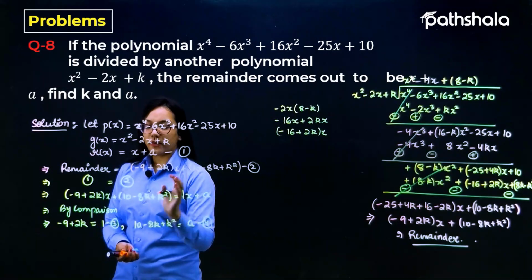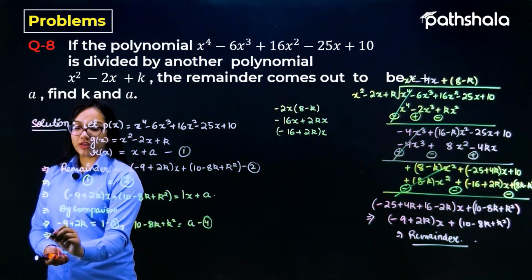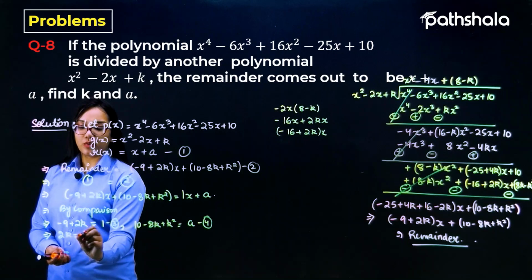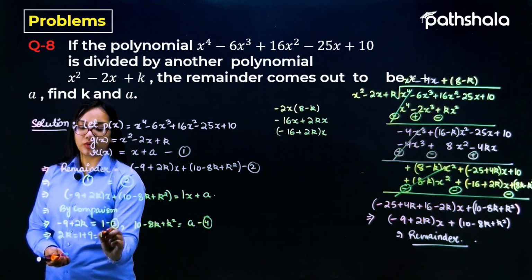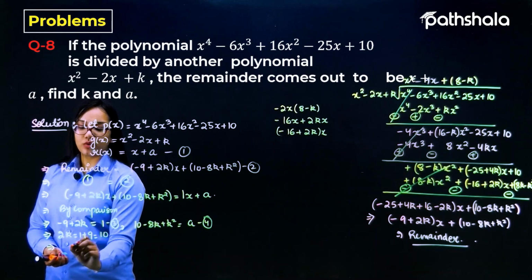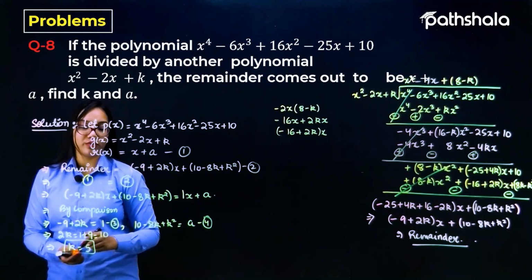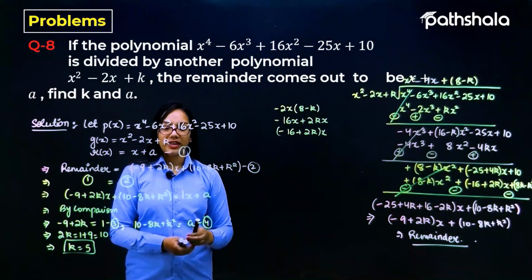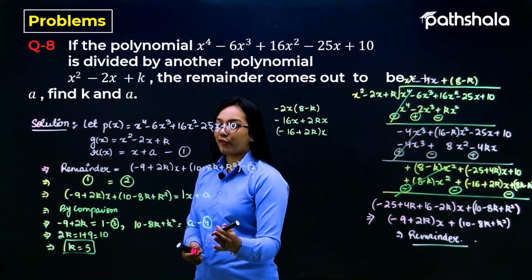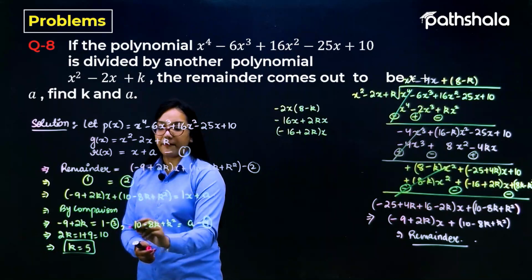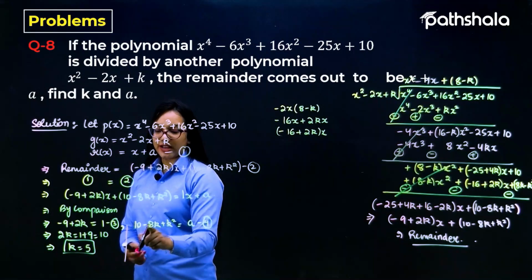Let's solve equation number 3 first for the value of k. So we can write it as 2k is equal to 1 plus 9, which is equal to 10. At the end 2k is equal to 10 means k is equal to 5. So we are getting k equal to 5. Now let's substitute k is equal to 5 in equation number 4 in order to get the value of a.